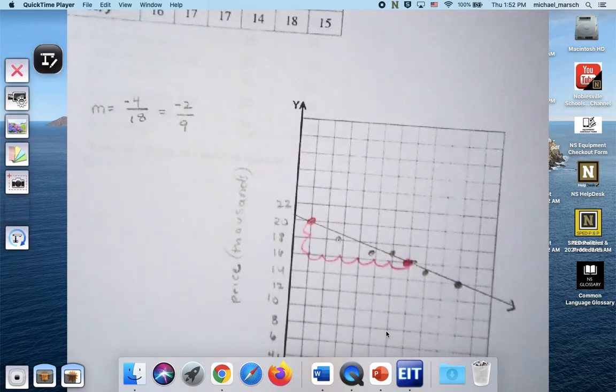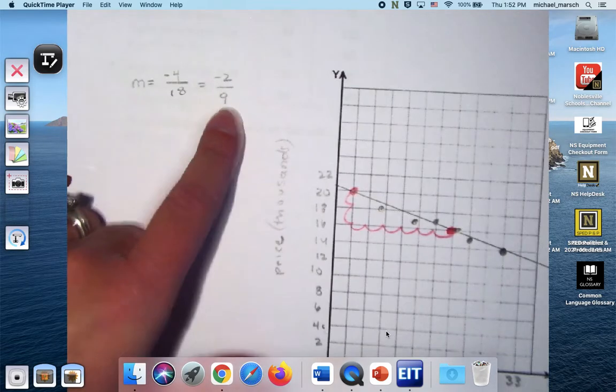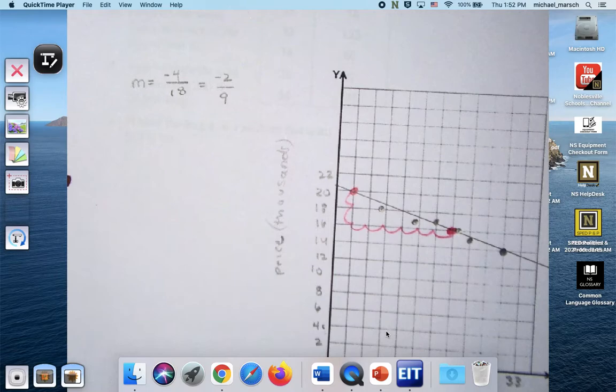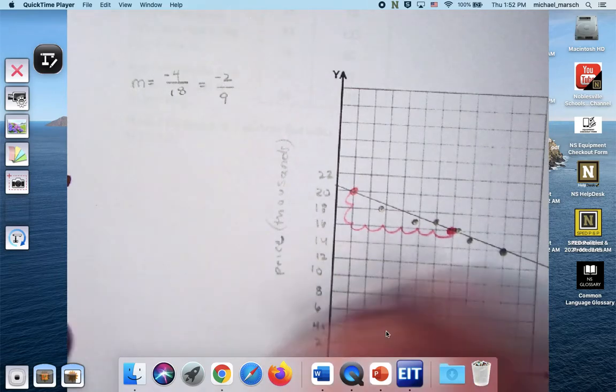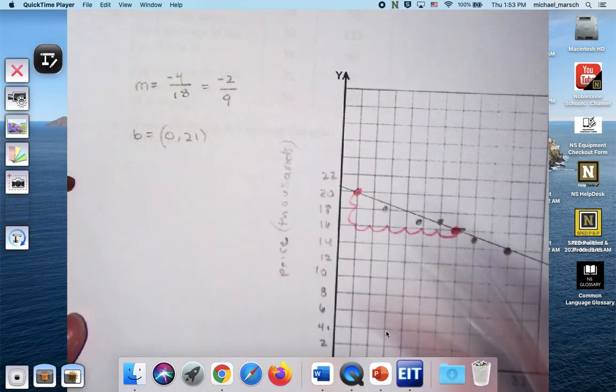Okay, so I've got my slope. What's my next step? And guys, remember, your slope may not be the same as mine. It's okay. But it needs to be in simplest terms. So mine doesn't get any simpler than -2/9, right? Find the y-intercept. So my y-intercept looks like it is 0, 21.